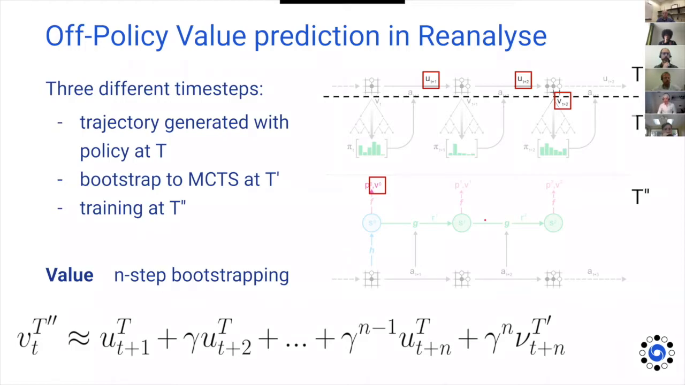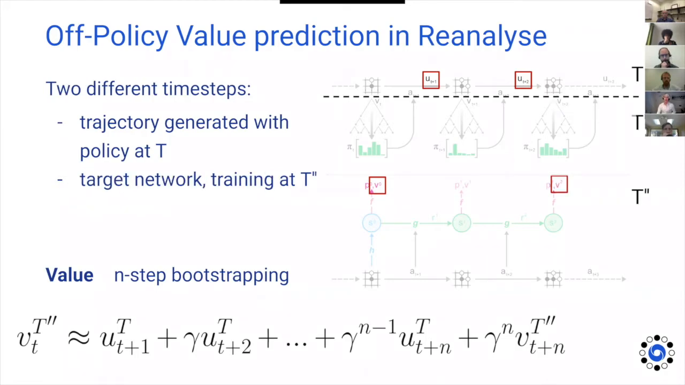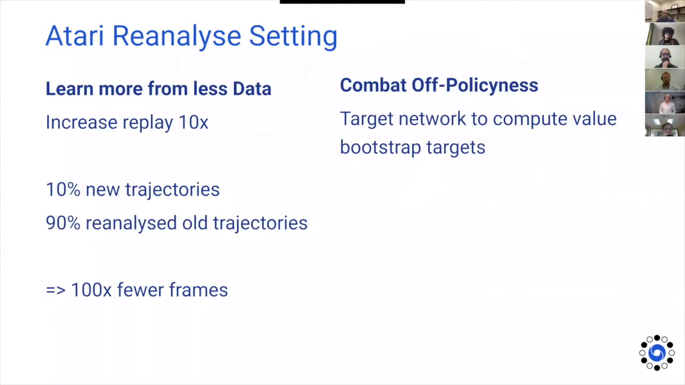One simplification we can make is that instead of bootstrapping towards the search value, we can instead bootstrap to a target network, and then we still use the original rewards from the trajectory, because this is how we ground ourselves. But now we bootstrap to a recent target network at the same time step. And in fact, this is the setting that we used in Atari in our results, where we used the target network to get fresh target network values and combat off policy and overfitting.